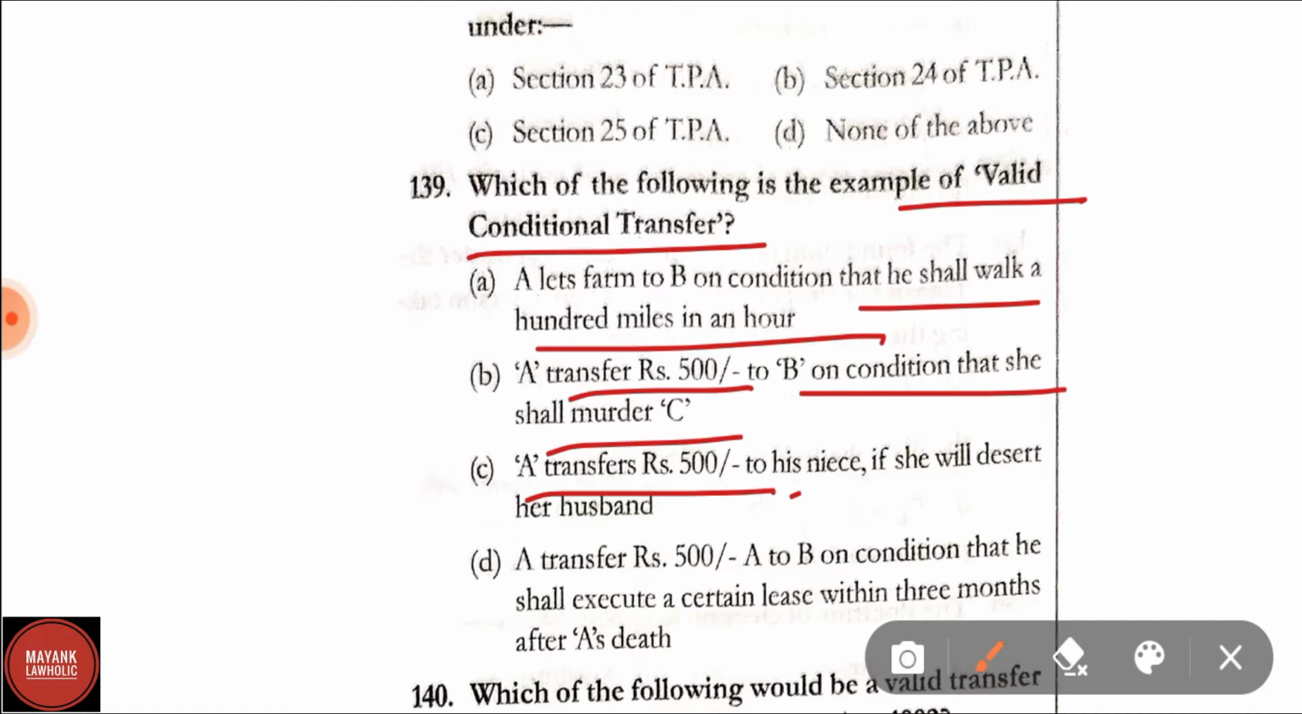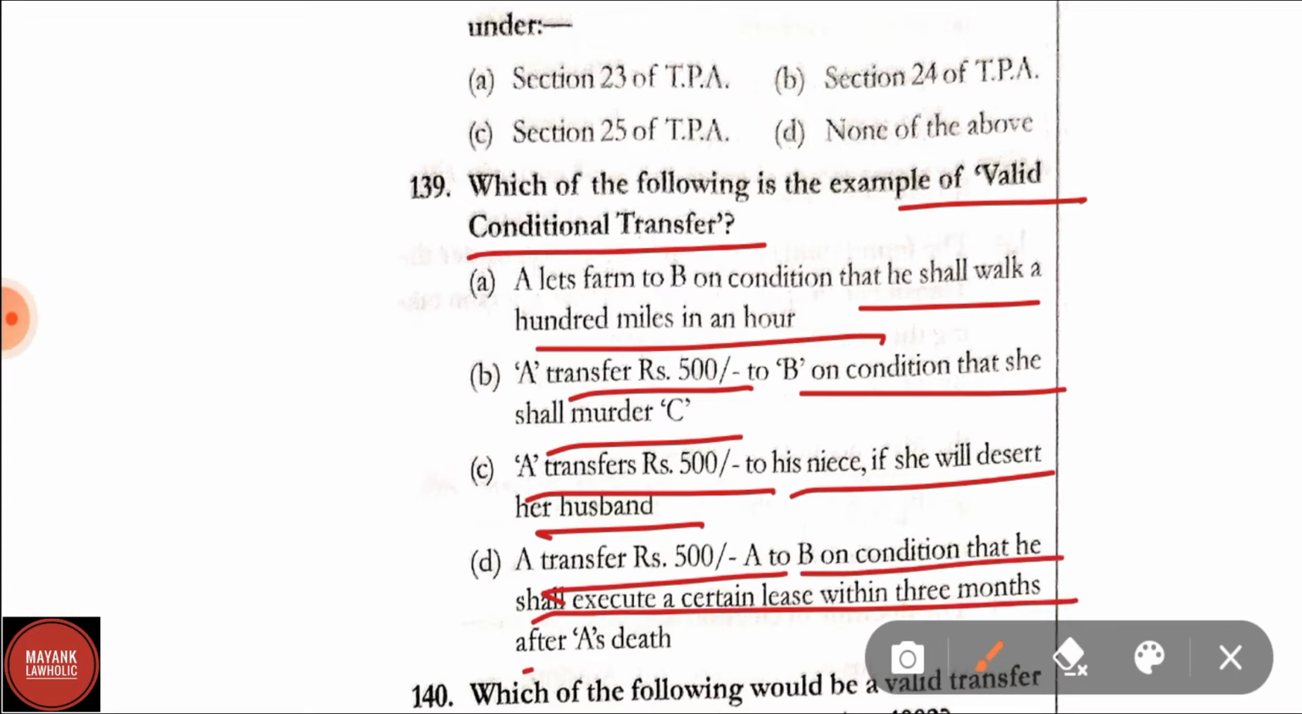A transfer rupees 1500 to his niece if she will desert her husband. And option D, A transfers rupees 500 to B on a condition that he shall execute a certain lease within 3 months after A's death. Here the correct answer is option D, that is, A transfers rupees 500 to B on a condition that he shall execute a certain lease within 3 months after A's death.